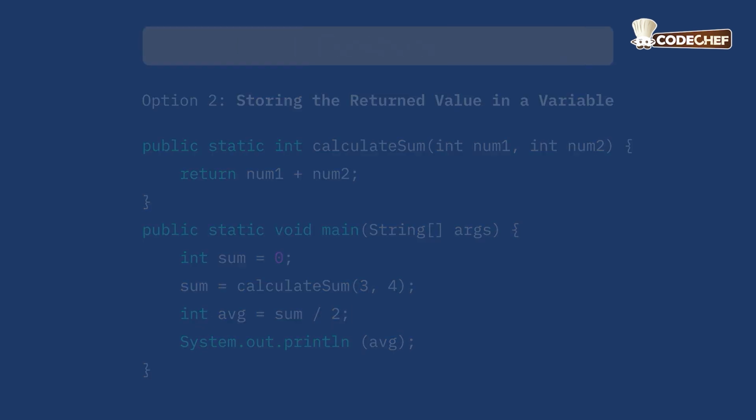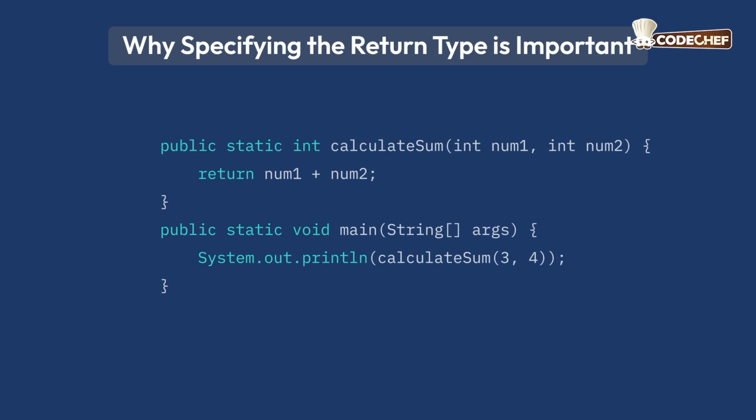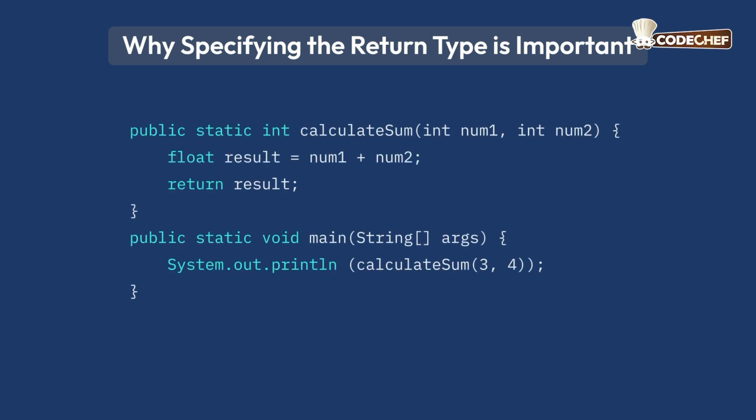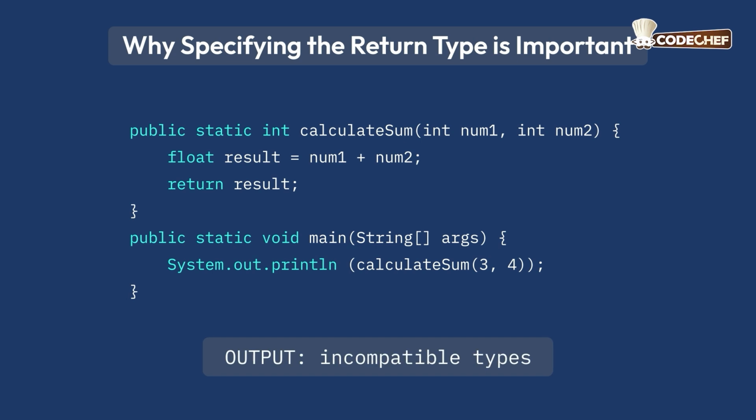Now, why is specifying the return type important? Every function that returns a value must declare its return type in the function definition. If the function returns an int, the return type will be int. If it returns a float, the return type will be float. If it doesn't return anything, the return type will be void. If the return type and the returned value don't match, the compiler will throw an error, which is incompatible types.